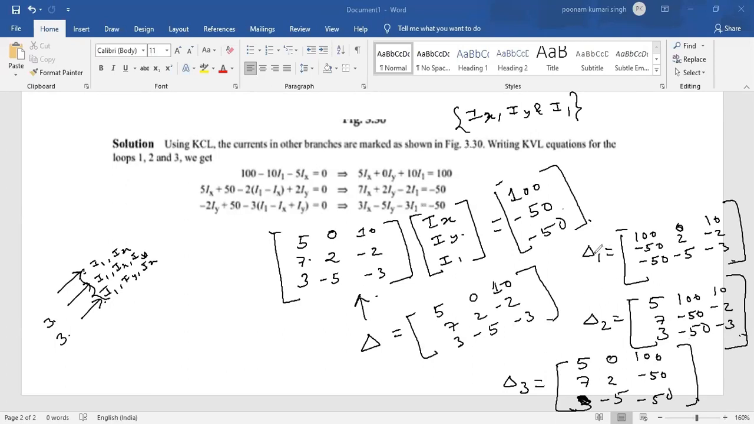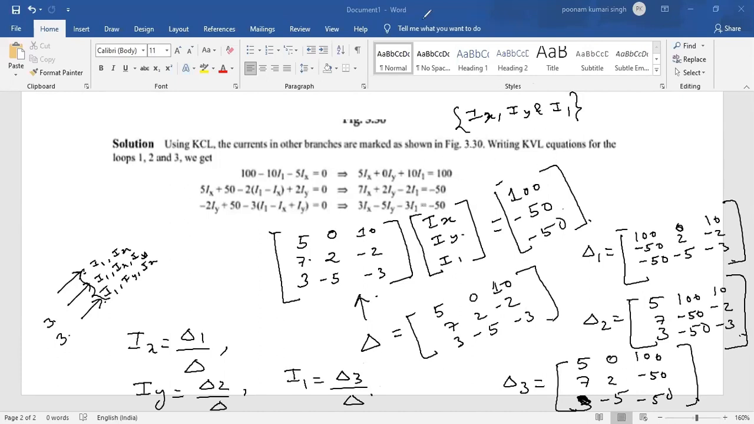Okay, so now you have del 1, del 2, and del 3 in terms of a matrix. So your value of Ix is nothing but del 1 by del. Your value of Iy is nothing but del 2 by del. And your I1 is nothing but del 3 by del. Okay, so this is the matrix: del 1, del 2, del 3.